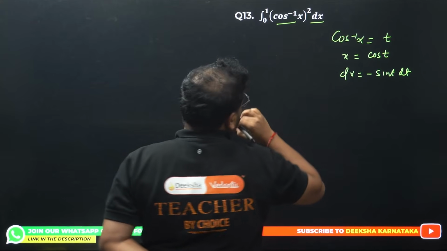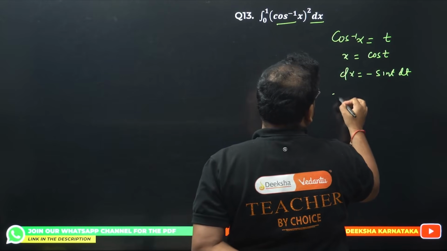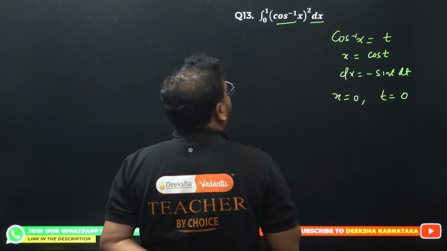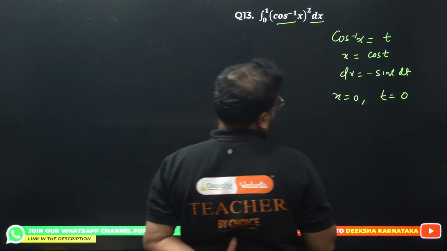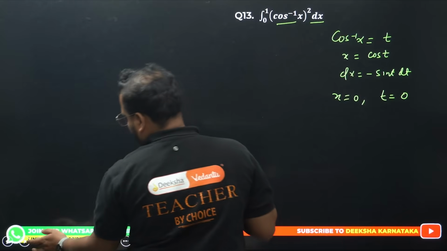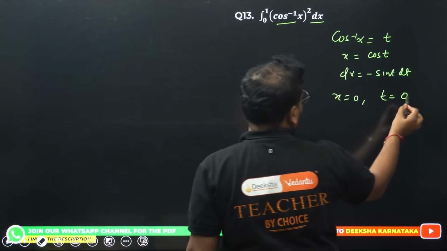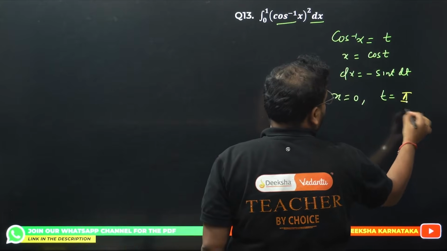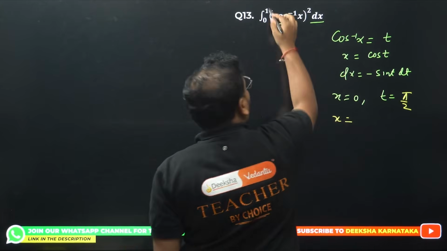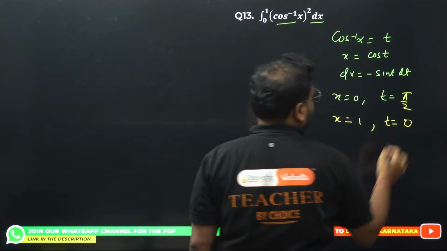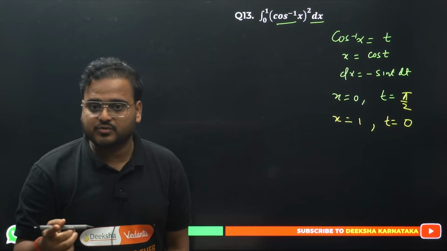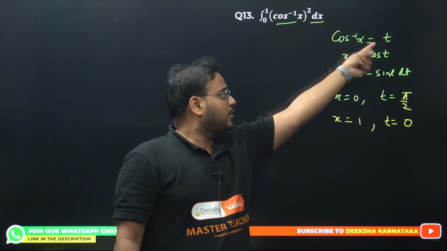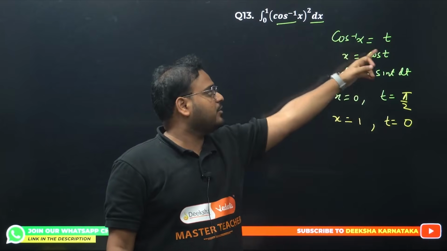This will be t square. Limit change now. When x is 0, t is... sorry, no, pi by 2. Cos inverse of 0 is pi by 2, not 0. It's not sin inverse, right? Forgive me guys, it's pi by 2. And when x is 1, t is 0 actually. Cos inverse of 1 is 0, cos 0 is 1, right? Put x value as 0, you'll get t value as pi by 2. Put x value as 1, you'll get t value as 0.